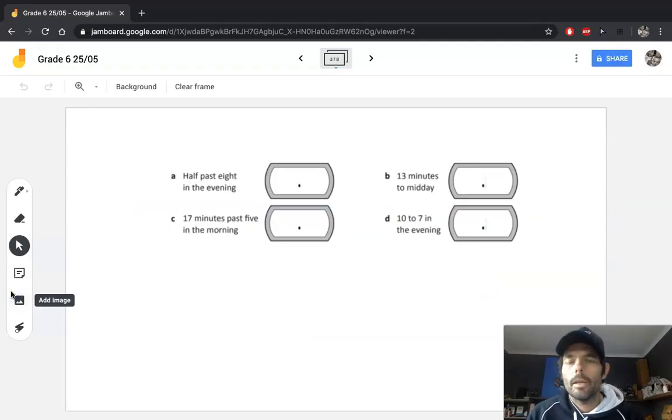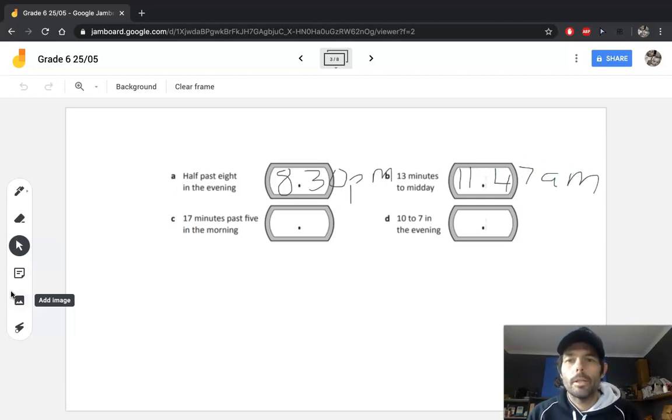8:30 in the evening can be written as 8:30, and remember we need to use PM. Okay, so digital time needs an AM or a PM. 13 minutes to midday. We know that 11 o'clock is before midday, so the hours must be 11. And then 13 minutes before 12, which is midday, is going to be 47, and that's also going to be AM.